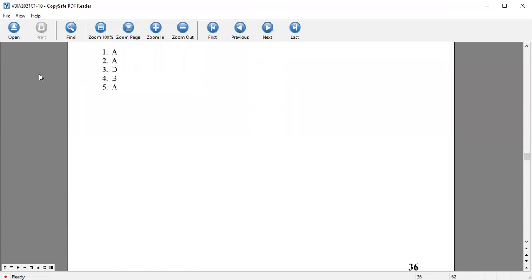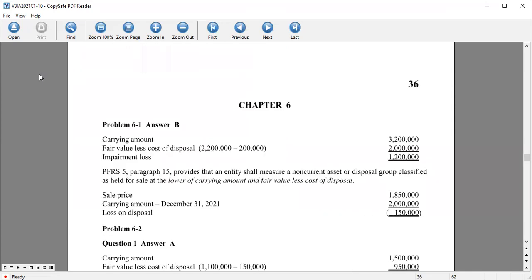Next, we go to chapter 6. Chapter 6, we now begin with the multiple choice problems in chapter 6. Question number 1. What amount should be recognized as an impairment loss for 2021? So the answer is B. That's 1.2 million. The carrying amount of 3.2 million. And then we are going to have the fair value less cost of disposal net of 2 million. So we have the impairment loss of 1.2 million.